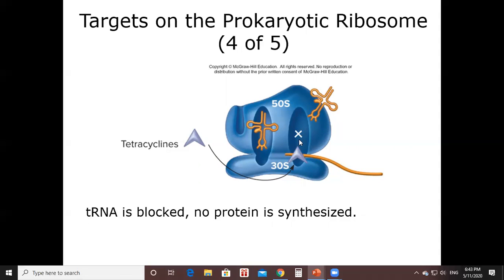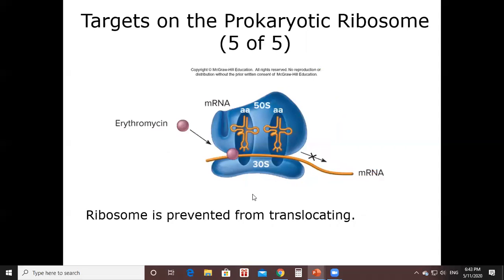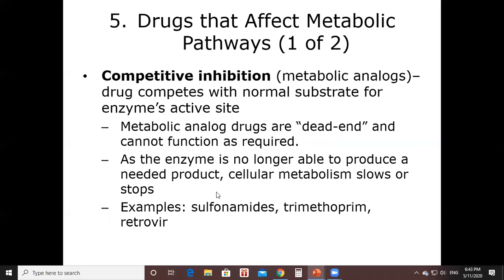Tetracyclines block the other site of the tRNA, so this tRNA can't come in and join up the amino acids to the next tRNA. Erythromycin blocks the messenger RNA here, so it cannot read. The tRNA cannot read this messenger RNA. Once again, proteins are not produced.